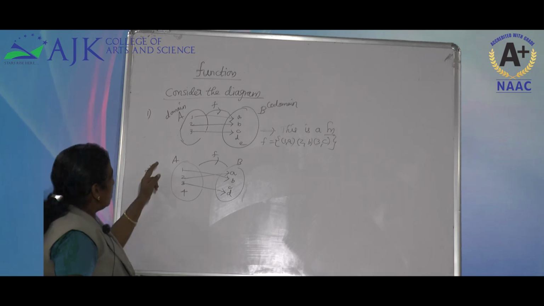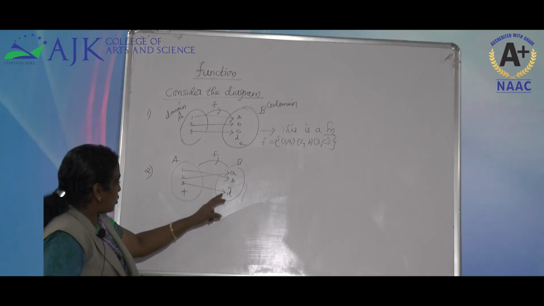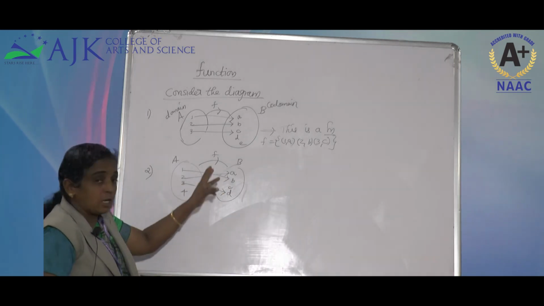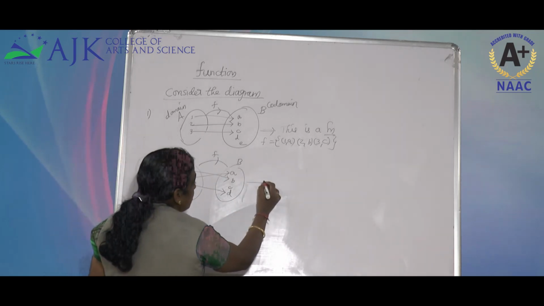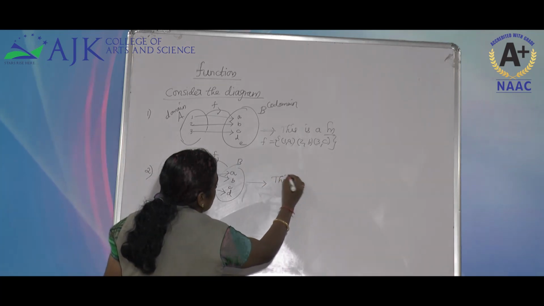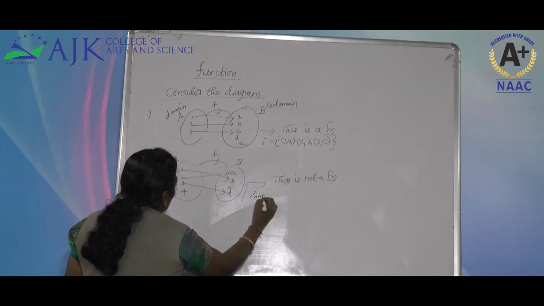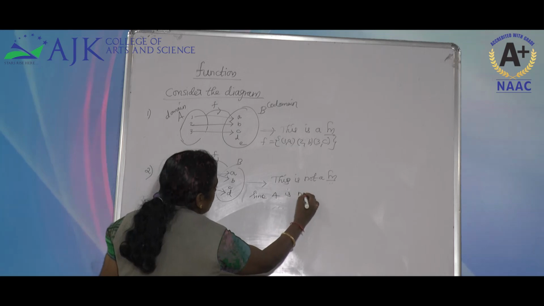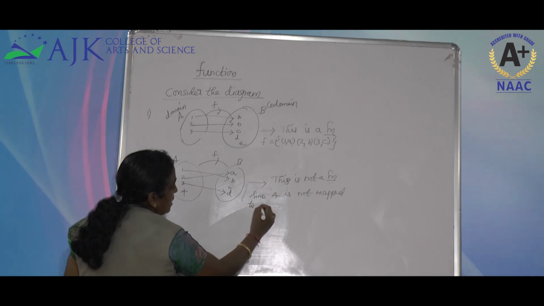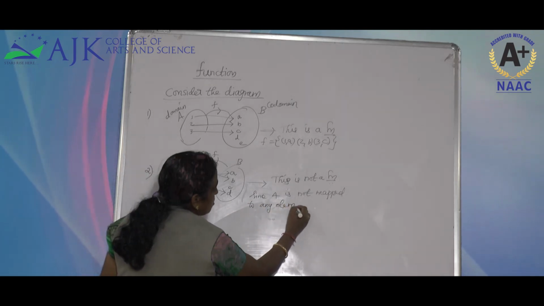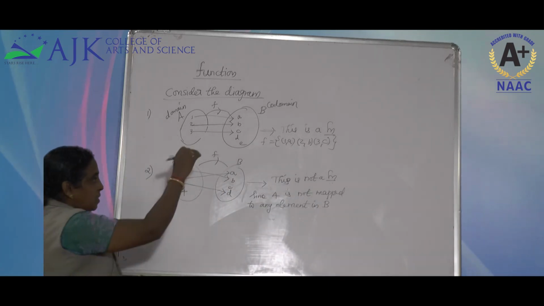Okay, next. Consider another diagram. 1 is mapped to B, 2 is mapped to A, 3 is mapped to D, 4 is not mapped to any element in the codomain. This is not a function. This is the difference between a function and not a function. Since 4 is not mapped to any element in B, this one is not a function.